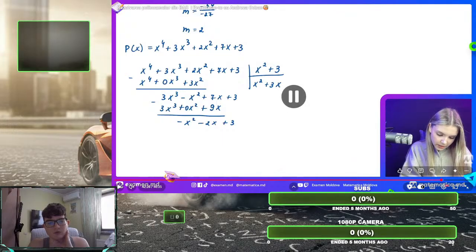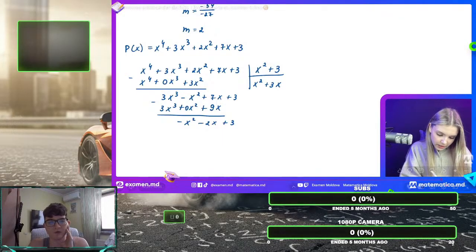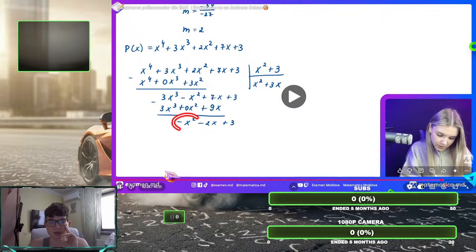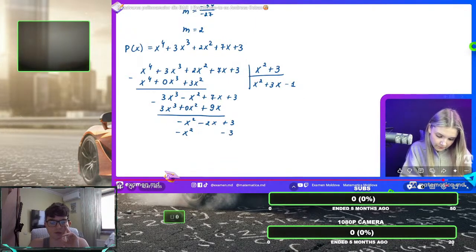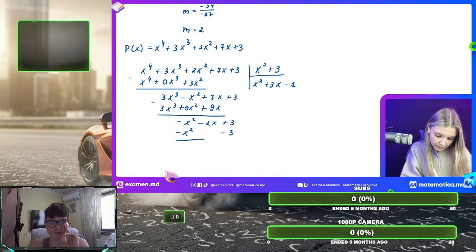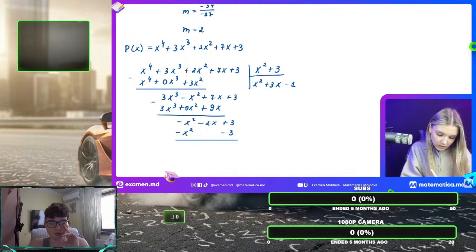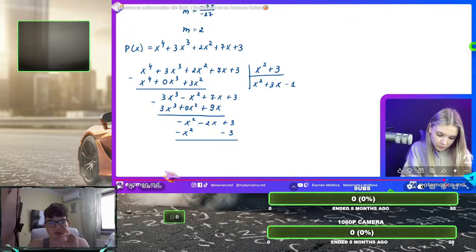Now obviously we work with minus x to the second power divided by x to the second power, which will be minus 1. Place that, and then we get minus x to the second power right there, and minus 3 right there. Okay, so the rest should be minus 2x, because that's that. Actually, it should be different.